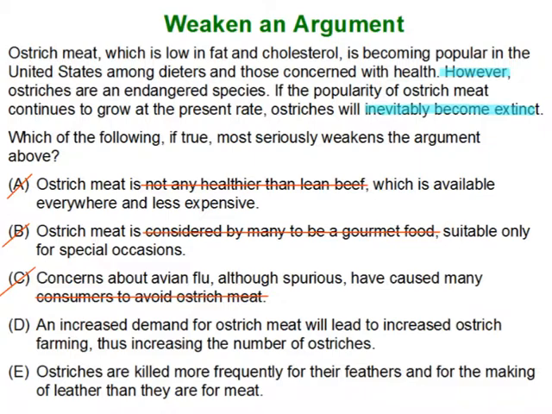So moving on to answer choice D, increased demand for ostrich meat will lead to increased ostrich farming. Now we're taking this into account. If the popularity continues to grow, great, an increased demand. Then if that happens, we're going to have more ostrich farms and we're actually going to increase the number of ostriches. Notice how this choice directly attacks the conclusion.